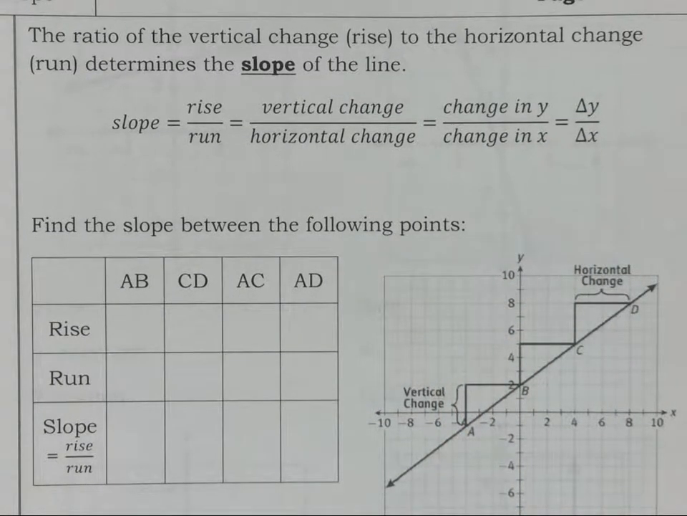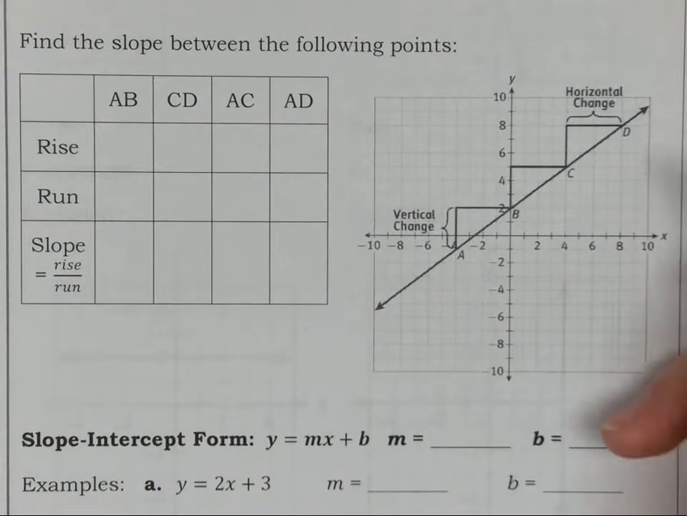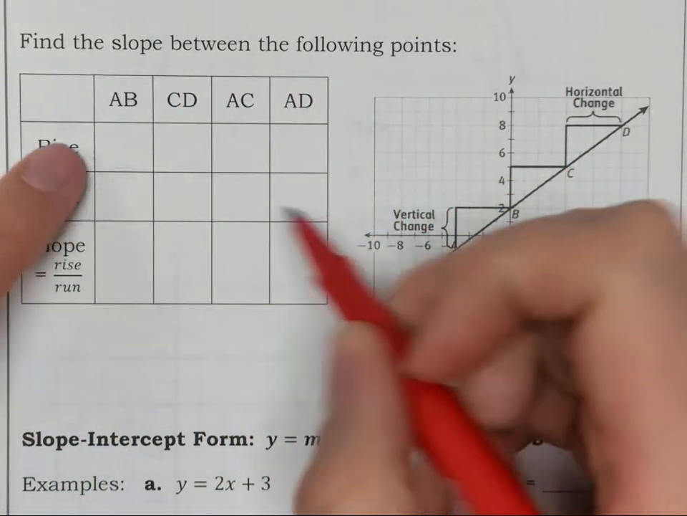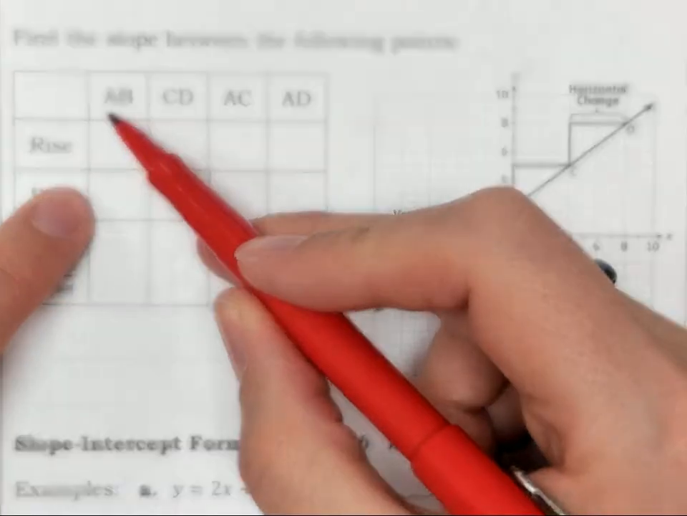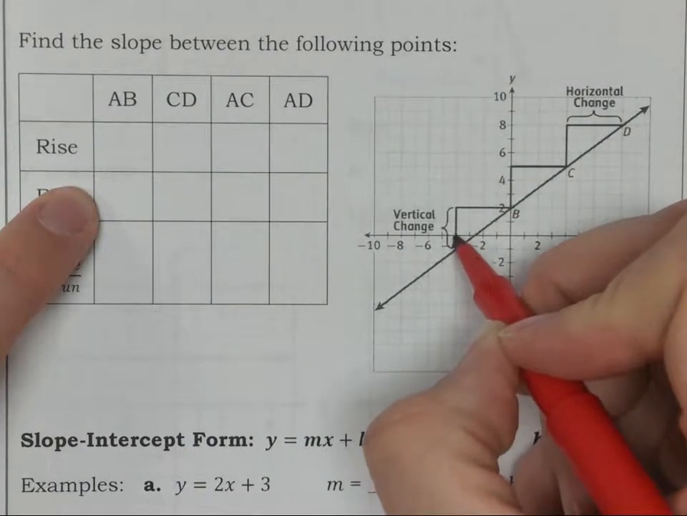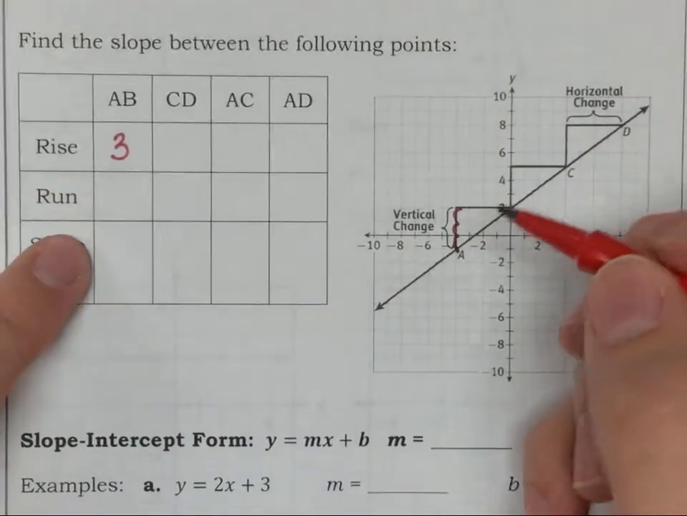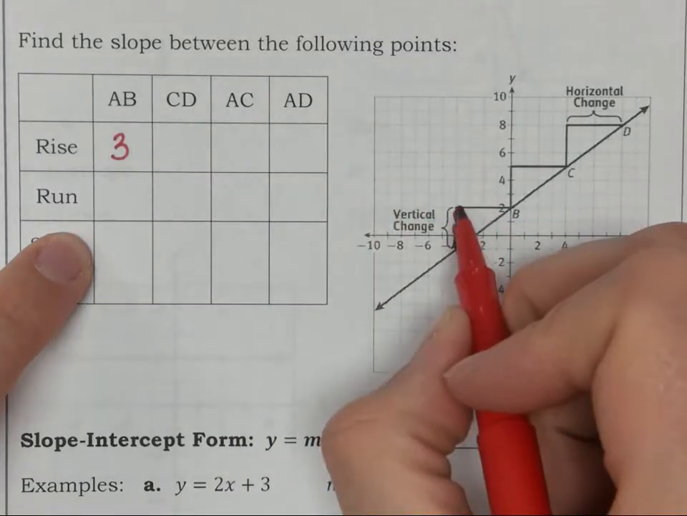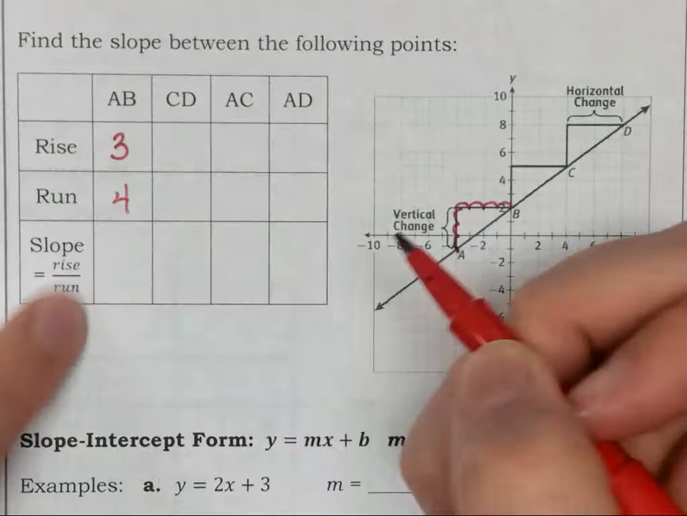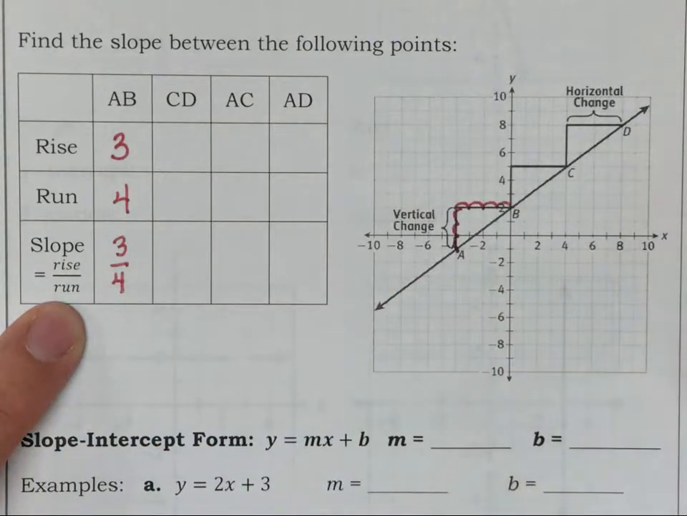When we talk about slope, I want you to understand that you can find the slope between any points. So this one says, find the slope between the following points. And we're going to first talk about the rise from A to B. So from A to B, we're only looking at the rise, which is 1, 2, 3. And then if we look at the run from A to B, 1, 2, 3, 4. And so my slope, which is rise over run, is 3/4.